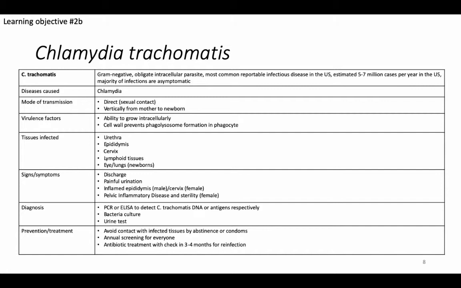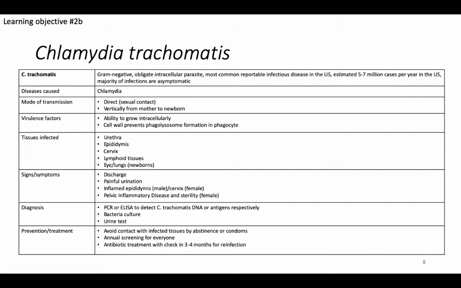So we can do either PCR to detect the DNA from Chlamydia trachomatis in a sample, or a test called ELISA, which will detect antigens from the bacteria. You can also try to culture the bacteria to confirm the PCR or ELISA test. And there is a urine test to look for antigens of Chlamydia trachomatis, but it is not completely reliable. So that's usually an accompanied test with one of the others.